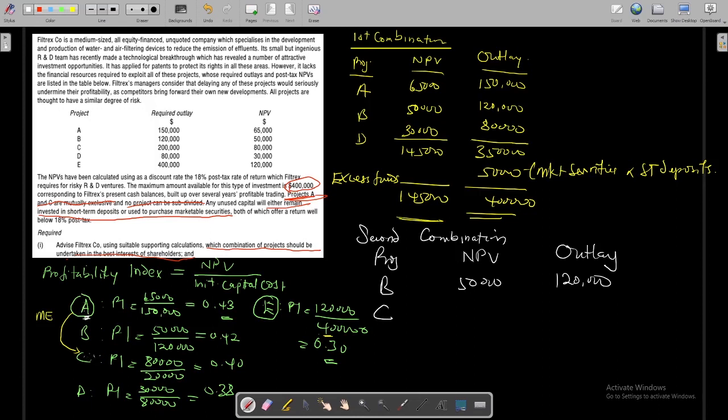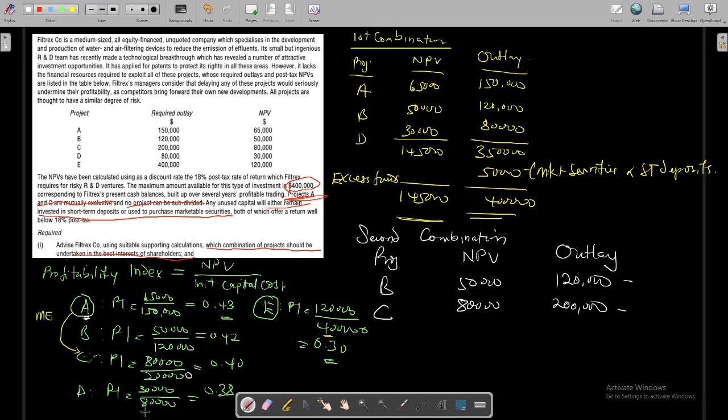So we want to see the combination that C will have. So C offers 80,000 with initial outlay of 200,000. So let me correct it, this one here, 200,000. Then 200,000 plus 120 will give us 320. Therefore, we still have 80,000 to spend on the project.